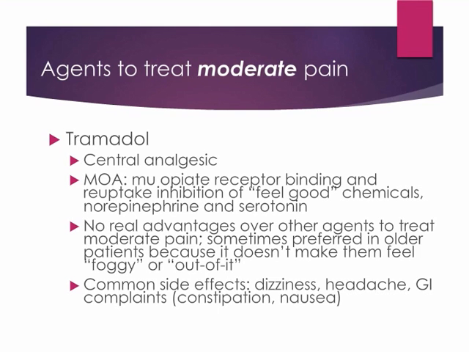A great agent to treat moderate pain is actually tramadol. Tramadol is classified as a central analgesic, and it works by binding to the mu opioid receptors. It also inhibits the reuptake of feel-good chemicals that are surging through our system, norepinephrine and serotonin. So it works a little bit differently than the pure opioid agonists of codeine and hydrocodone.